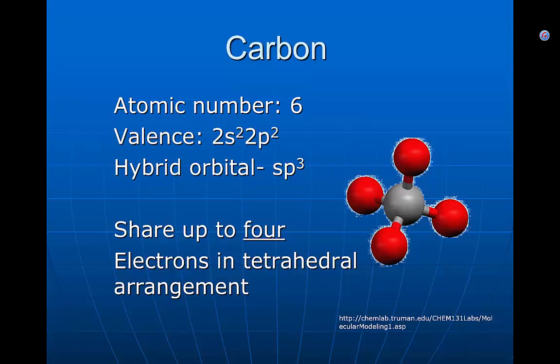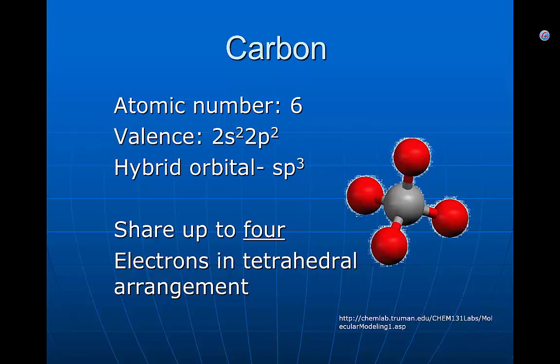Atomic number 6, so your valence structure is 2s2, 2p2. And if you think about that, the p orbital needs 6 electrons. That means that the 2p shell is missing 4 electrons. That's not a very stable situation because it basically means one of the p orbitals has no electrons in it and the other 2 are half filled.